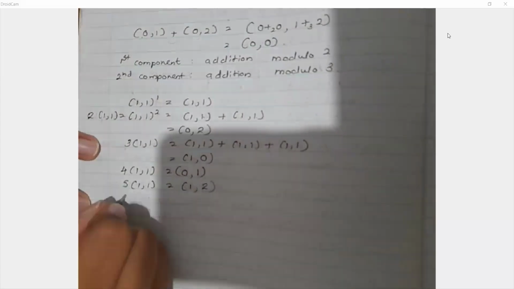Now we have 6 times 1, 1. For the first component, you add 1 6 times. So you have 6 divided by 2, or simply referring to this remark over here, right? 6 divided by 2, take the remainder, you have 0. Second one also 0 because 6 is divisible by 3 as well. All elements are generated, right? All elements are generated simply by the element 1, 1. So we see that this is actually generated by this 1, 1.